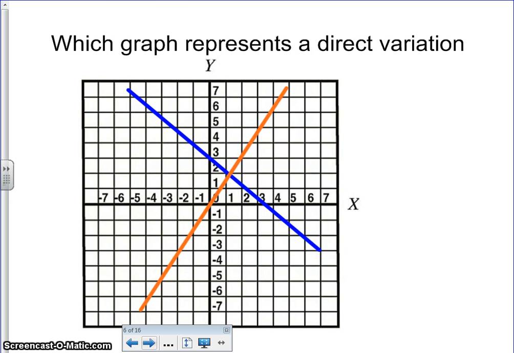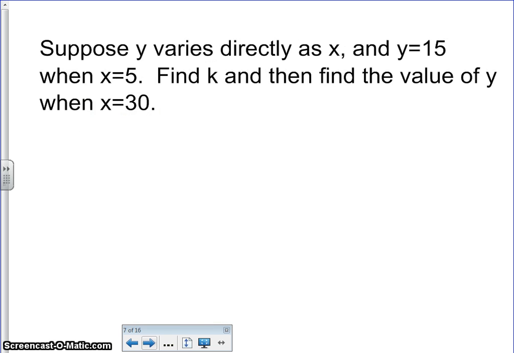All right, which graph represents a direct variation? I'll give you 5 seconds to think about this. That's all it should take. The red graph represents a direct variation. They're both straight lines, but only one of them goes through the origin. So the red line is the one that represents a direct variation.